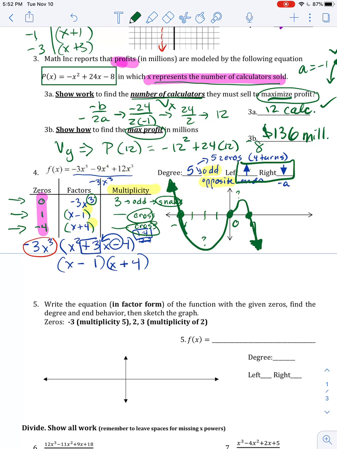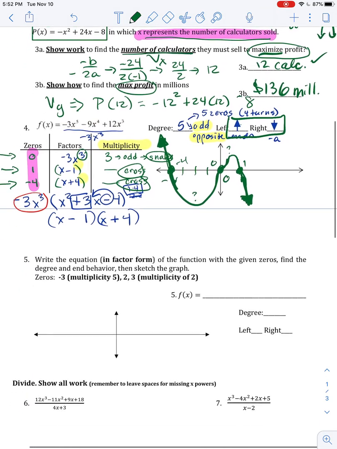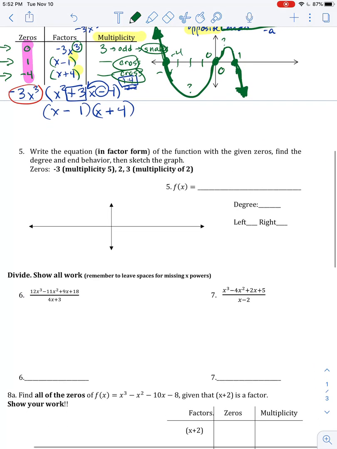I don't really know how far down this goes or exactly what's happening in this area, but I can do a good job of showing that I know it crosses here at negative 4, here at 0, here at 1. Here it's going to cross through, here it's going to snake through, here at 1 it just goes straight through. So those are all the things you would want to do for a problem like that.